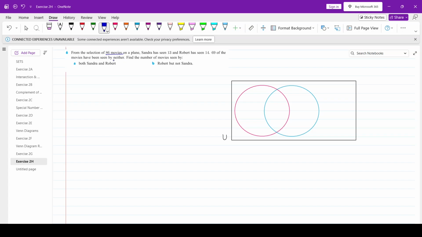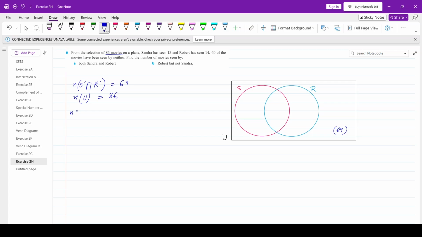From the selection of 86 movies on a plane, Sandra has seen 13 and Robert has seen 14. So let's say this region is for Sandra and this region is for Robert. 69 of the movies have been seen by neither. So 69 will come over here. So we know the number of elements in S prime and R prime is 69. We also know the number of elements in the universal set is 86.